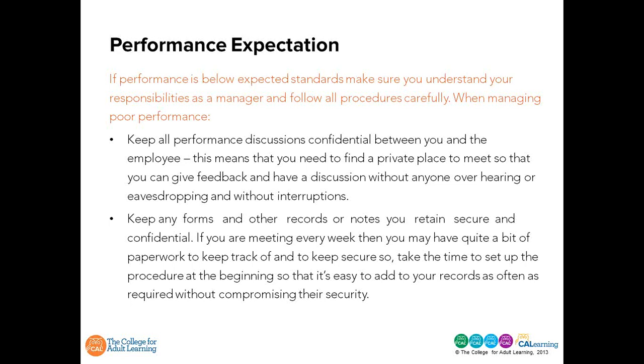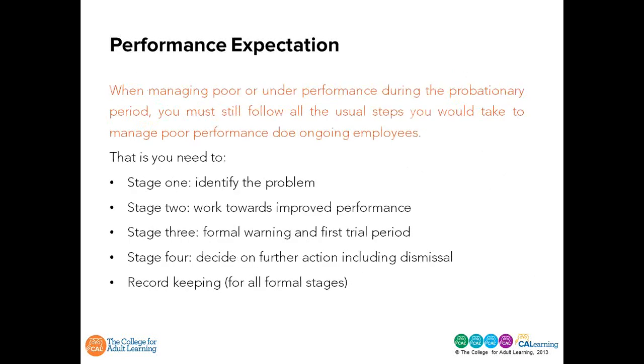Now, when managing poor performance during the probationary period, you must still follow the usual steps that you would take to manage poor performance for ongoing employees. That is, stage one, identify the problem. Stage two, work towards improved solution. Stage three, formal reporting in the first trial period. Stage four, decide on further action, including dismissal. And of course, record keeping at all times.